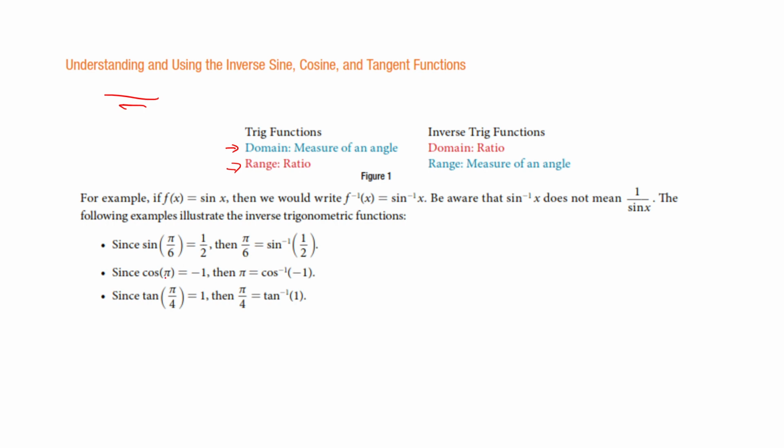So if you put in the cosine of pi, you put in the angle, you get out a value of -1, a ratio. Well, the inverse cosine says what angle has a cosine ratio of -1? It would be pi. And then lastly here, tangent of pi over 4, you put in the angle, you get 1. Well, you'd say, what angle has a tangent of 1? The inverse tangent sends us back and says an angle of pi over 4.